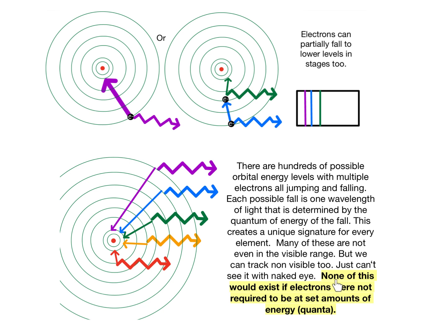And none of this would exist if electrons didn't occupy specific energy levels, which we call quantized energy.